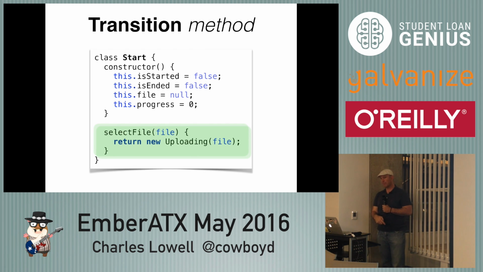So let's look at that one more time. We're transitioning from start to uploading. And so because the source is start, that's where the method is. And the target is uploading, so that's the instance that we're going to return. So let's actually talk about that uploading state right now.